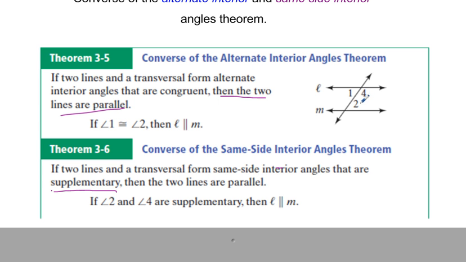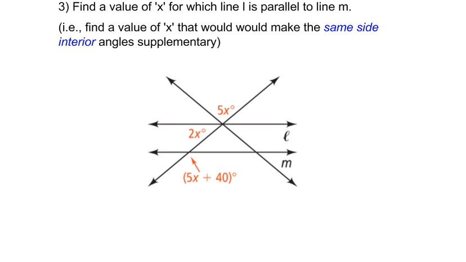In other words, if 4 plus 2 are supplementary, if 4 plus 2 are equal to 180, then line L is parallel to line M. So let's take an example. Okay, this one is a little more challenging. This 5x, although it could be used, is going to be very difficult to use.